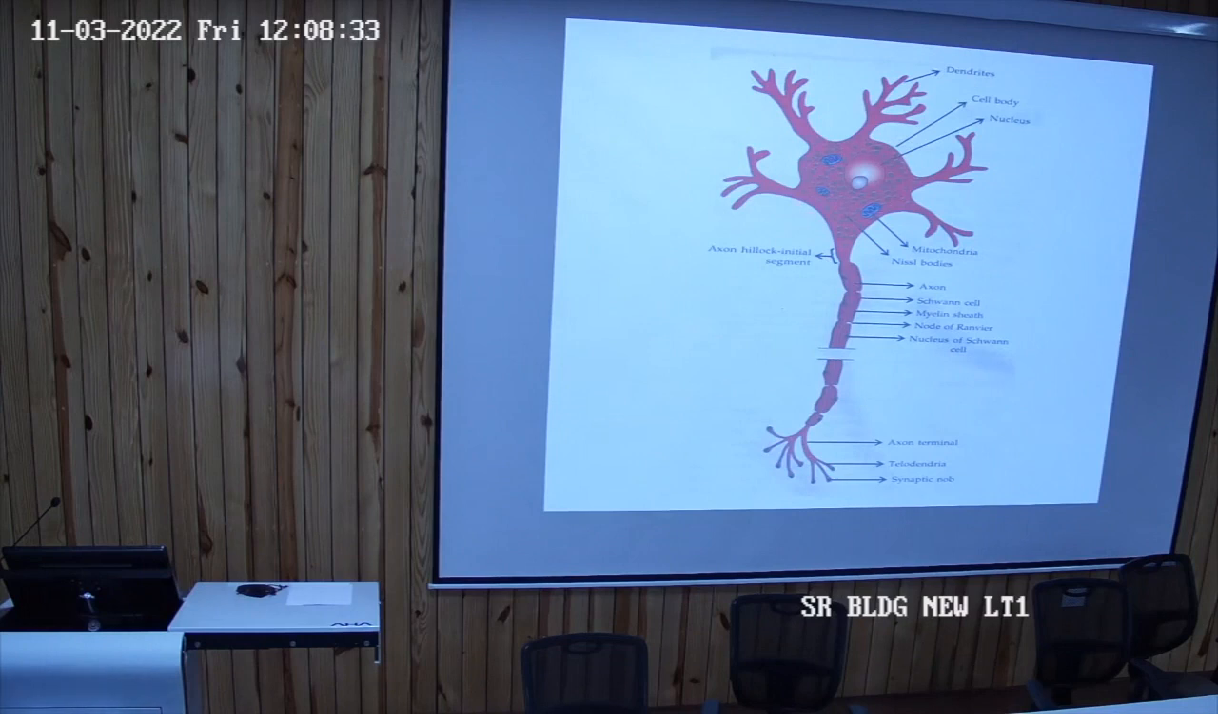This cell body contains all the important structures, just like other cells. It has the same organelles: mitochondria, ribosomes, nucleus, nucleolus, all the structures are there. But what is the difference here? What is the difference? There are Nissl granules. What is the role of these granules? They help in protein synthesis.